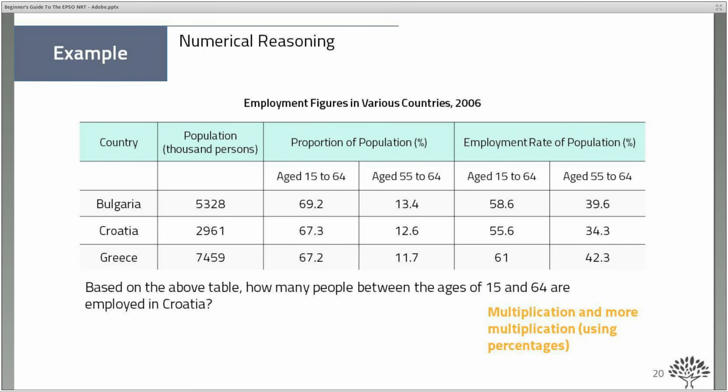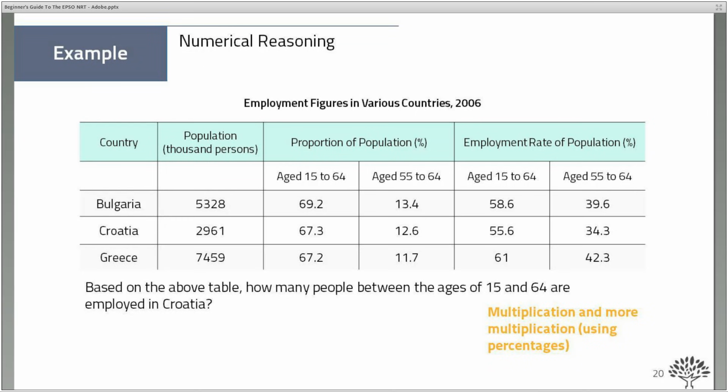So the next question is a little bit more tricky. Based on the above table, how many people between the ages of 15 and 64 are employed in Croatia? Well, these are percentages here, and these are our key pieces of information. So here we'd actually be using multiplication, and the multiplication would be using percentages. So a few skills here, understanding that you need to use multiplication and understanding that these are percentages that you're going to bring into that.